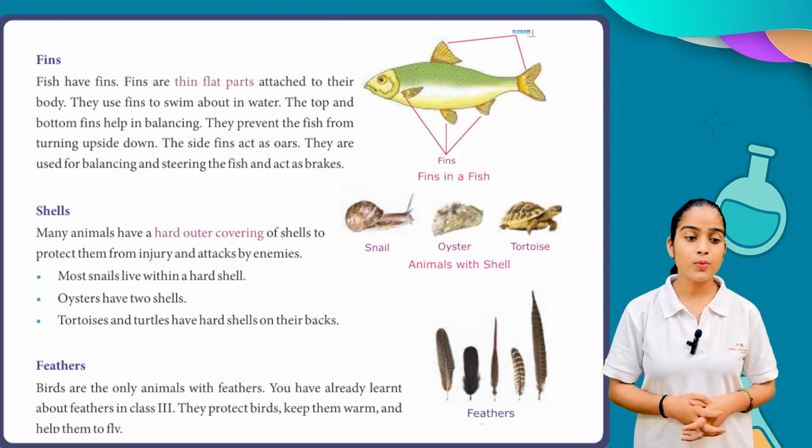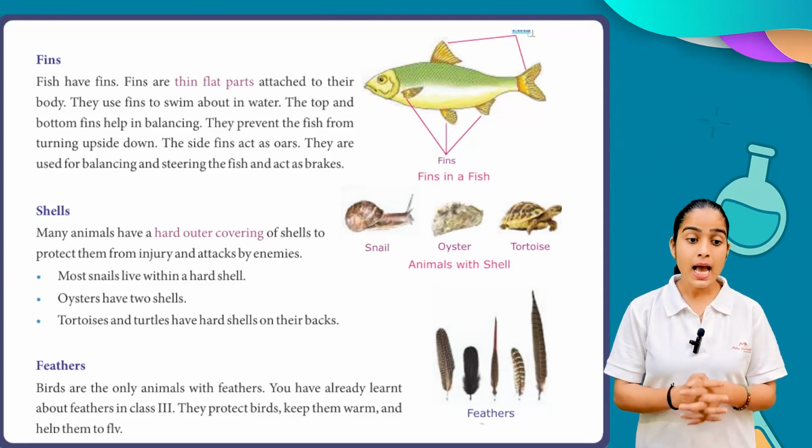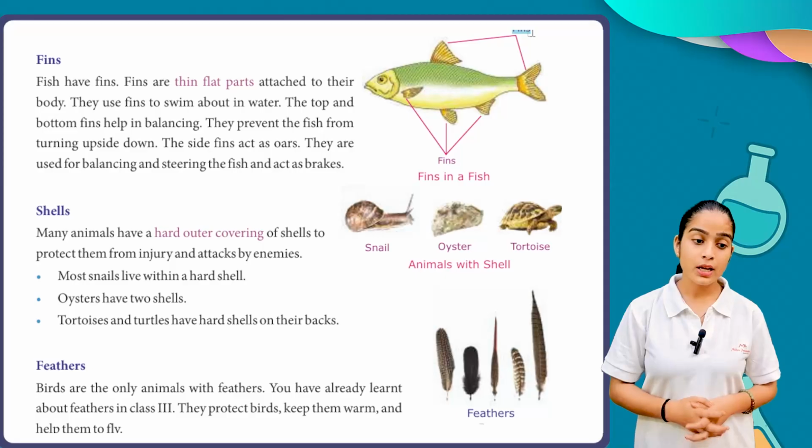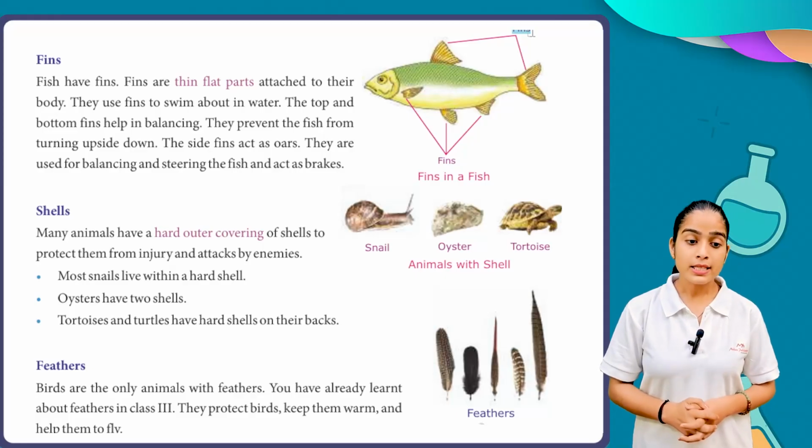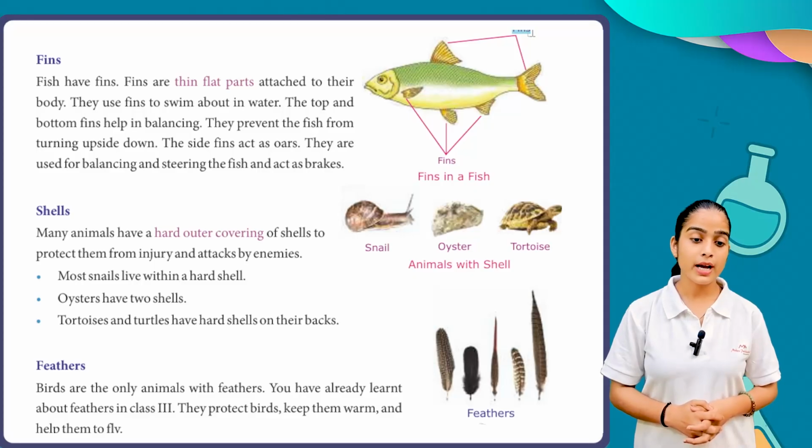The top and the bottom fins help in balancing. They prevent the fish from turning upside down. The side fins act as oars. They are used for balancing, and steering, and the fish uses them as brakes.